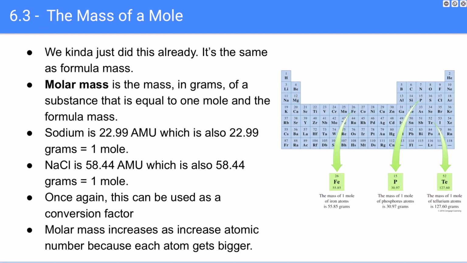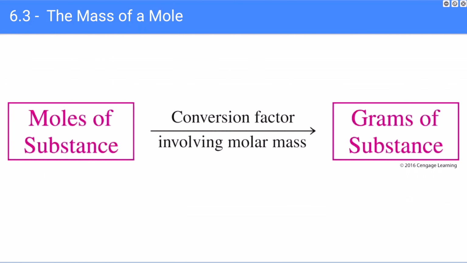A mole of iron atoms is 55.85 grams, while a mole of phosphorus atoms is 30.97. Well, that's because each individual iron atom weighs more than that of phosphorus. Once again, we can utilize this as a conversion factor, this gram to mole thing, as a way to convert between two different substances, just like what we've done previously. So given the moles of the substance, we can use a conversion factor involving molar mass to go to grams of a substance.